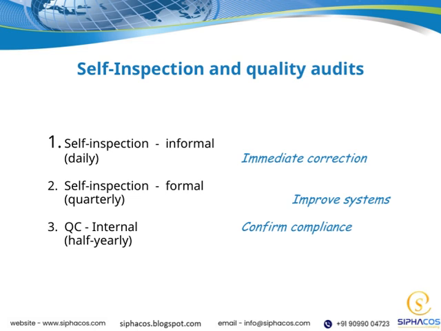Next, there's formal self-inspection, which happens quarterly. This is more structured and allows us to review our systems more thoroughly. The goal here is to identify areas where we can improve our processes, making sure we're continuously enhancing our overall systems and practices. Finally, we have internal quality control, or QC, which is conducted twice a year. During these half-yearly checks, we confirm compliance with our standards and regulations. This includes self-inspections and quality audits, giving us a comprehensive view of how well we're adhering to our quality objectives.